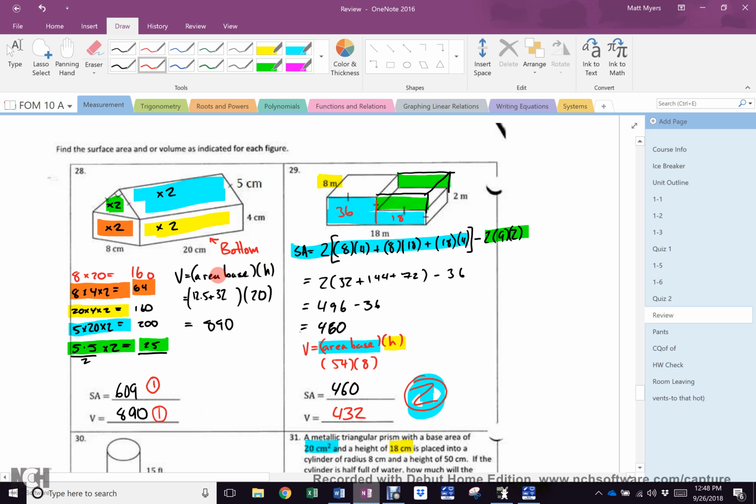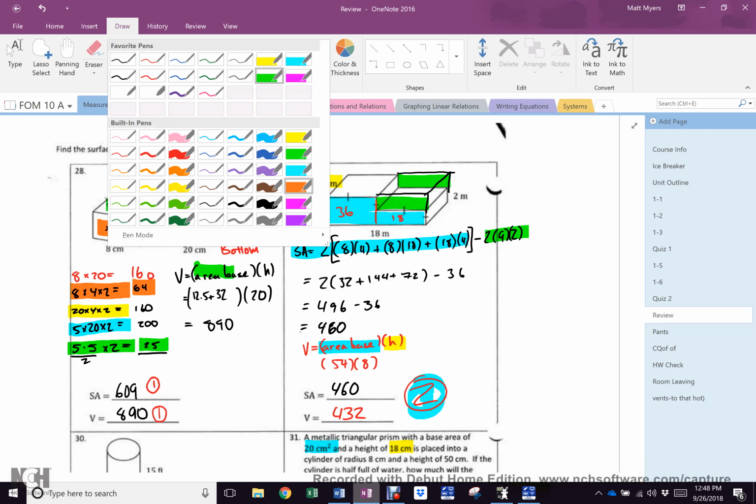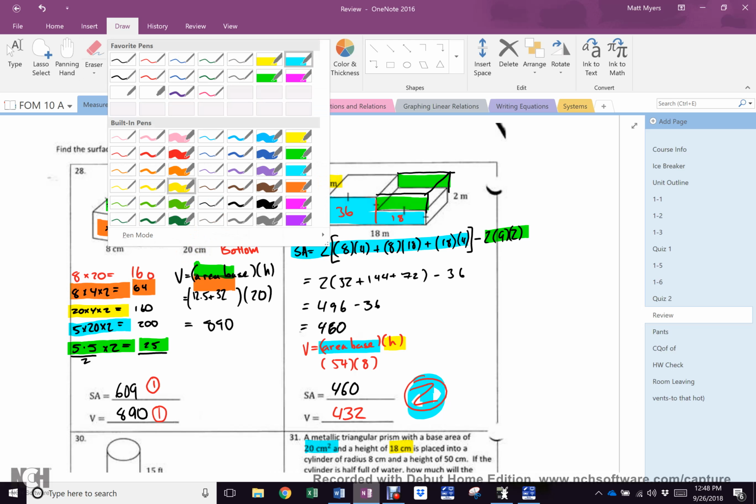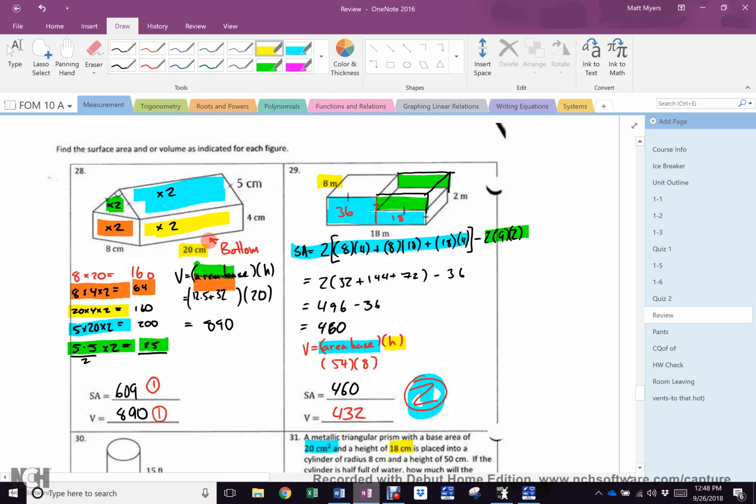The area of the base is, on mine, green and orange. So I found the orange area, which was 32. The green area, which was 12.5. I added them together to get 44.5. Then I multiplied by 20 and got 890.